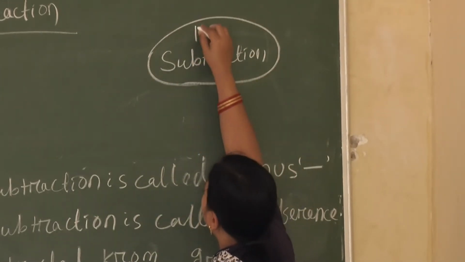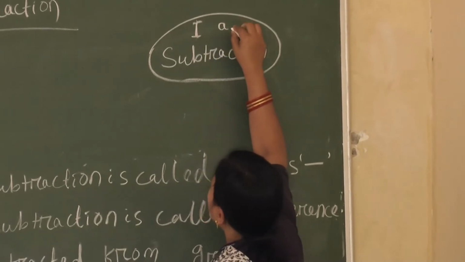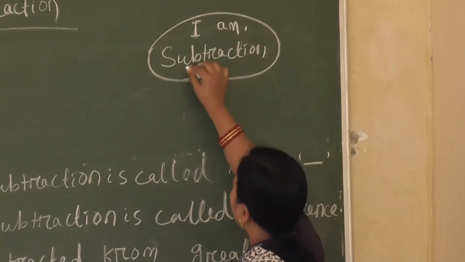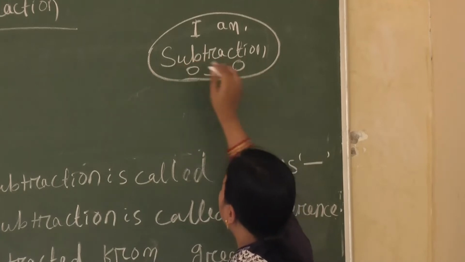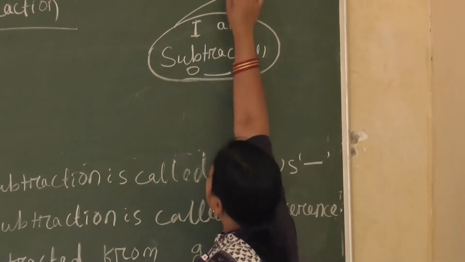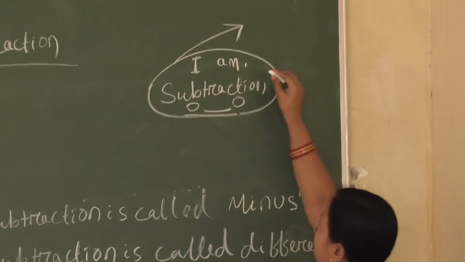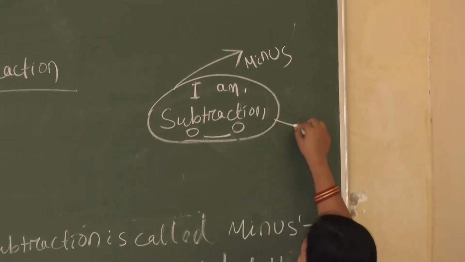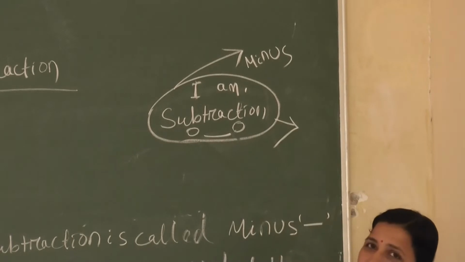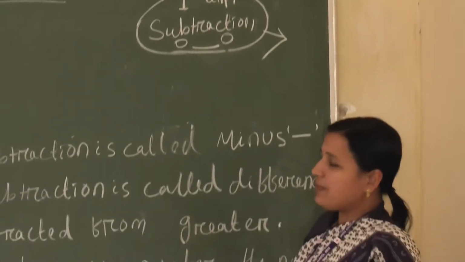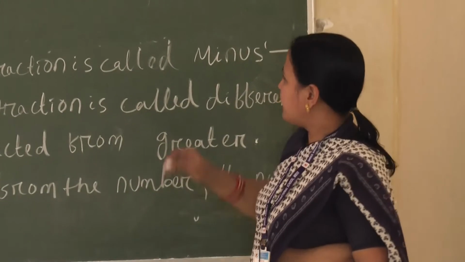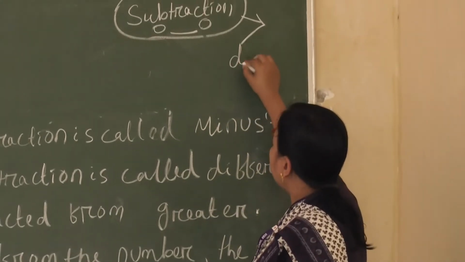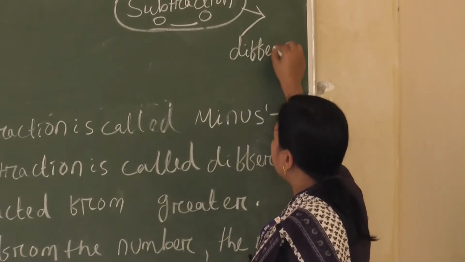Subtraction tells: I am subtraction. What are my other names? My other names are minus. You see the symbol minus is used there. So one name of subtraction is minus. The result of subtraction is called difference. Another name of subtraction is difference.